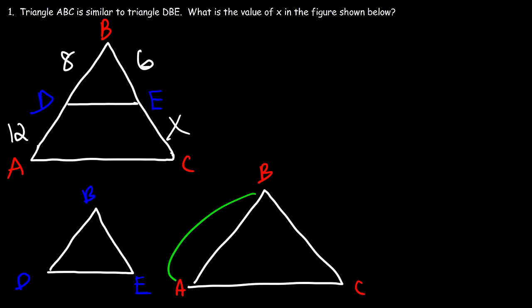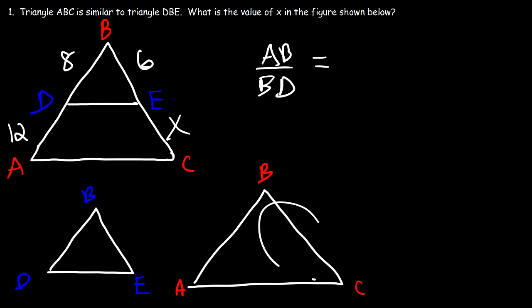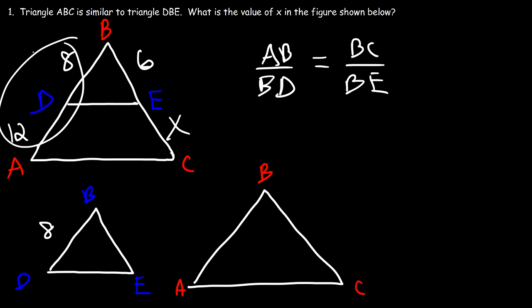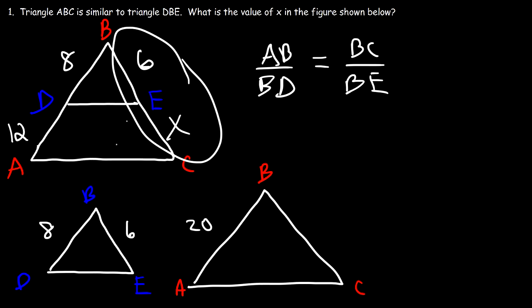So notice that AB corresponds to DB. So we could say that AB over BD has to equal the ratio of the other two sides, BC to BE. So anytime two triangles are similar, their corresponding sides have the same ratio. So in this example, we see that DB is 8 and AB is 12 plus 8, which is 20. Now BE is 6 and BC is the sum of 6 plus x.